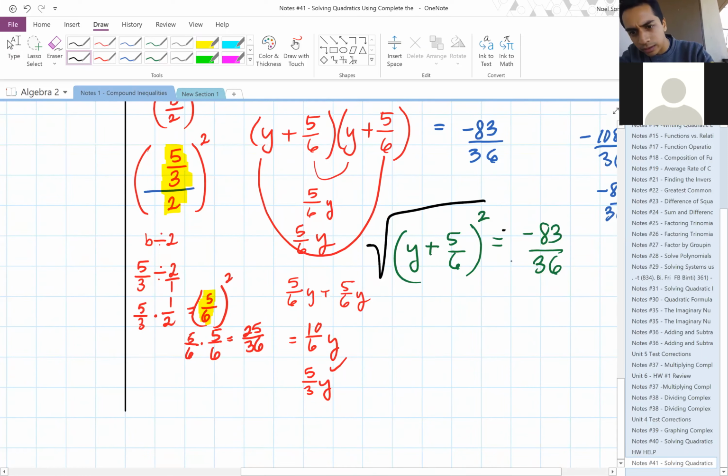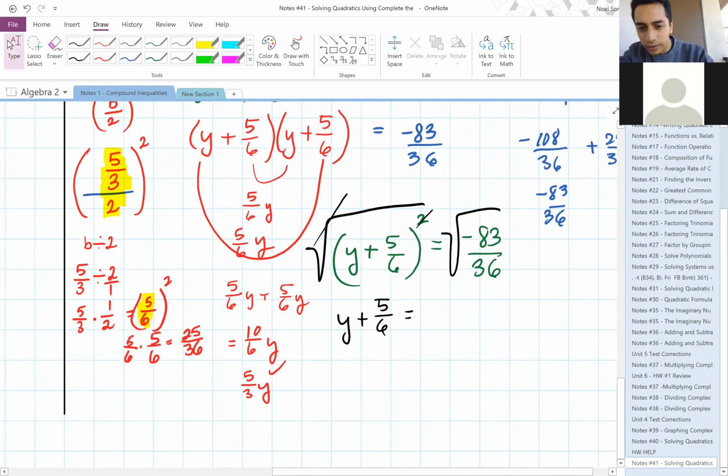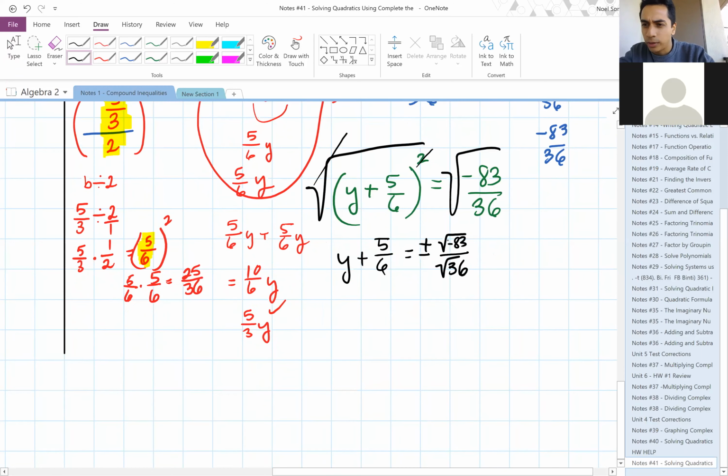So square root, square and square root cancel. Y plus 5 over 6 is equal to, here you're going to square root this, but you're going to get two solutions anyway, so bring down the plus or minus. I'm going to split this up into top and bottom, all right? It's the square root of the whole fraction, but if I have the square root of a fraction, I can leave it as the square root of the numerator over the square root of the denominator, okay? Here's why I did that. Because I cannot square root the top, but I can square root the bottom, all right?